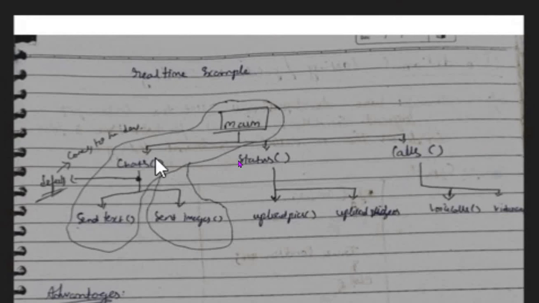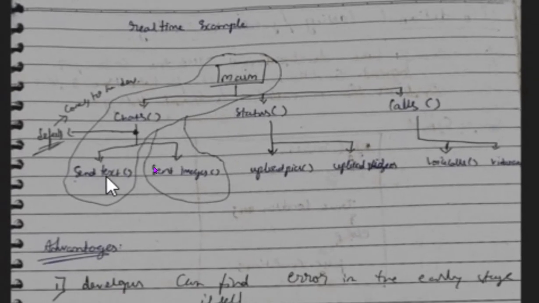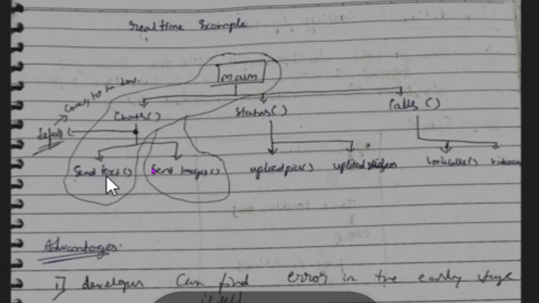For that, what will the developer do? First, he will go to the main function. After that, in chat, they will go to send text and check why the condition is going wrong, why the sent message is not coming. After that, they will correct the code and make the function work as usual. In the same way, they will check each and every one of the 9 paths individually in the real-time example.